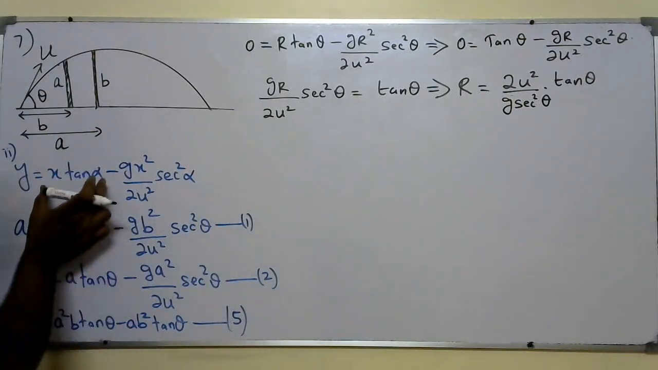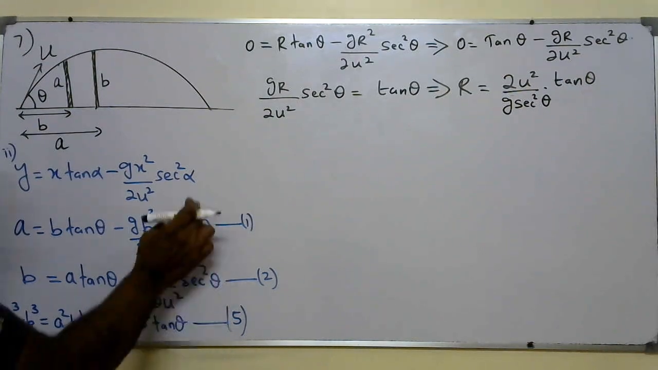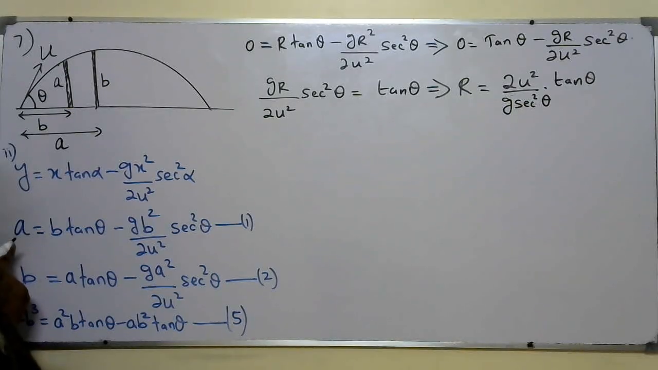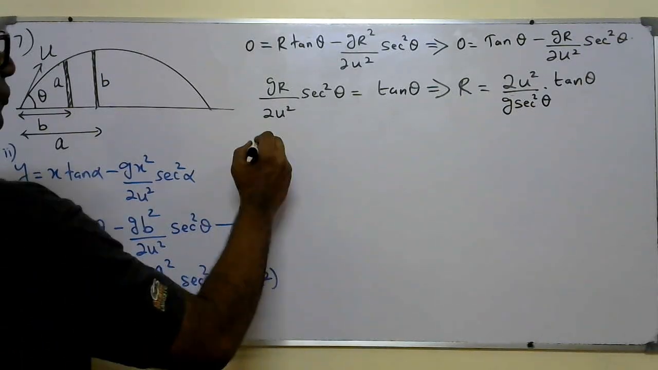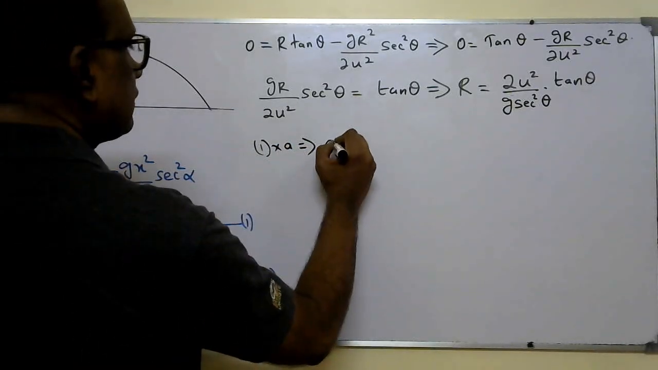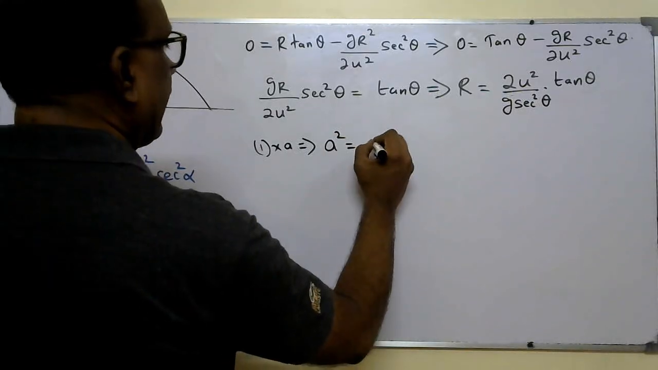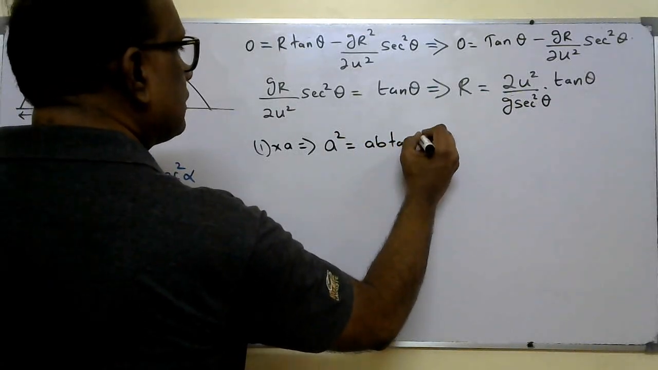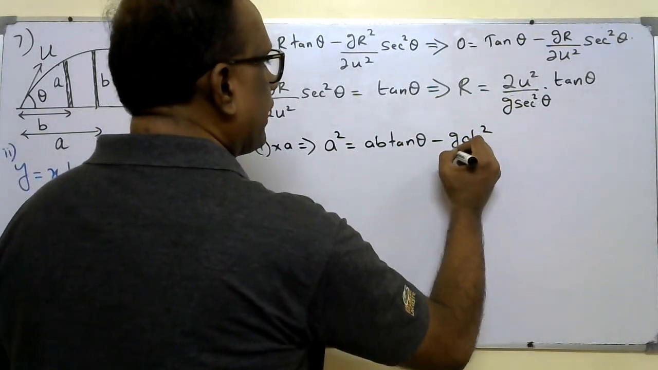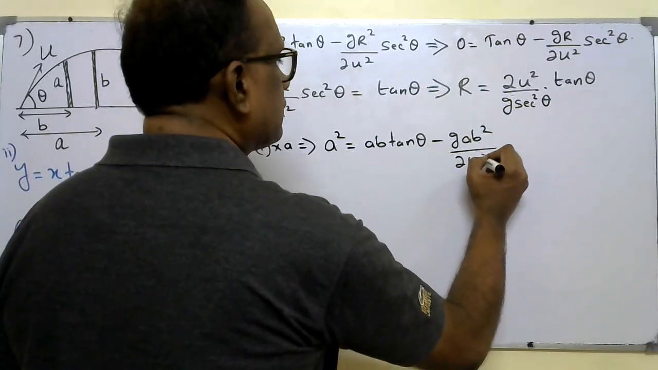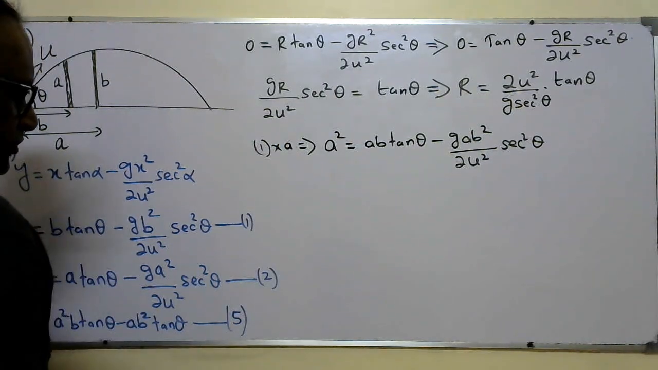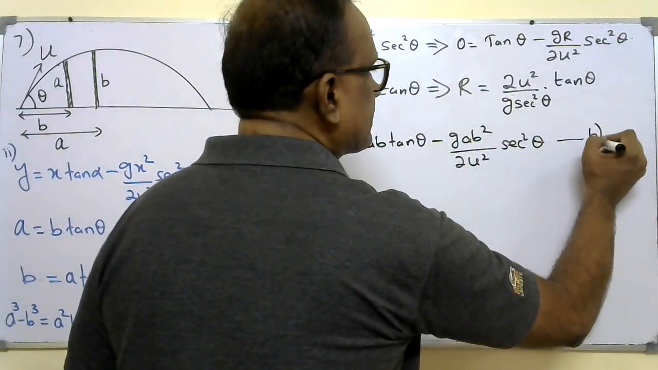I had to eliminate this, I had to remove this part. Then only I can get this format. So if I want to eliminate tan theta, multiply the first equation by a on both sides. I will get a squared equals ab tan theta minus g a b squared over 2u squared sec squared theta. Too many equations come, I don't want to number them. If you want, I can number this as equation 6.